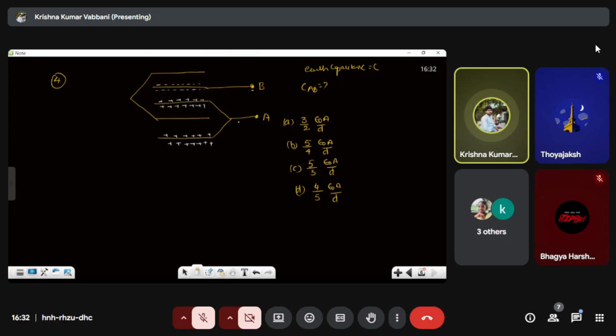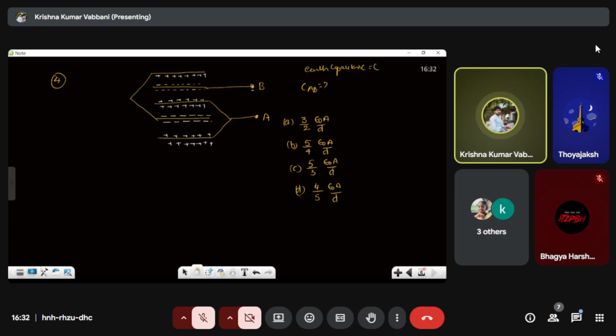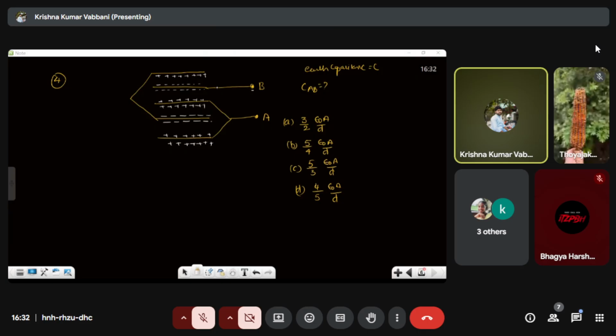Okay, not connected to anything. That's why, this is negative, so here a positive charge will be induced. This is positive, so here a negative charge will be induced. This side is positive, that's why this side will also have a negative charge induced. Now you got this one. Now draw the diagram and give the answer.